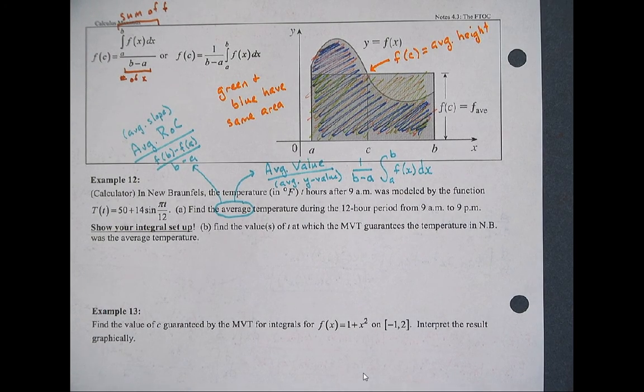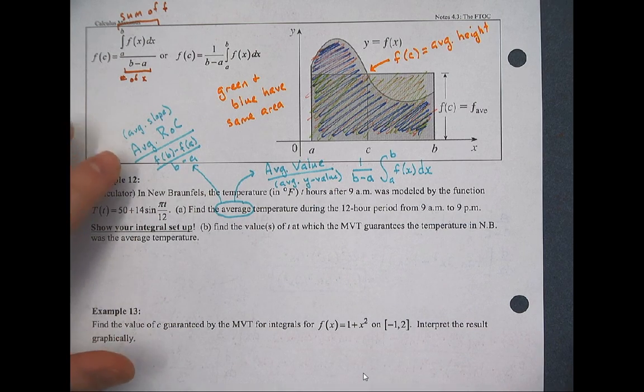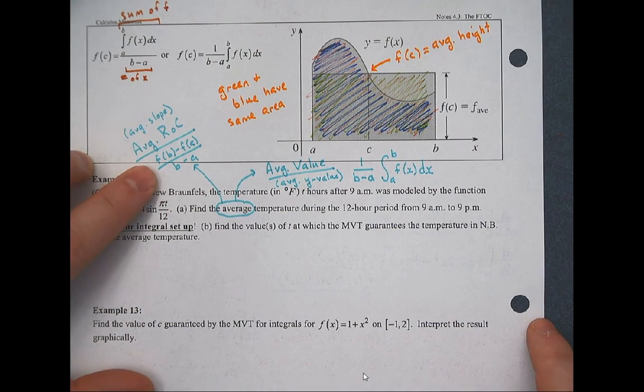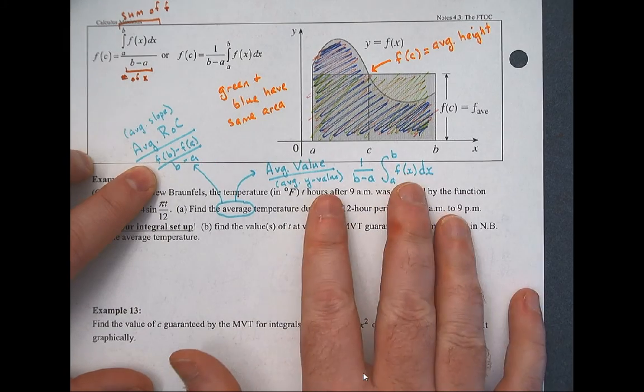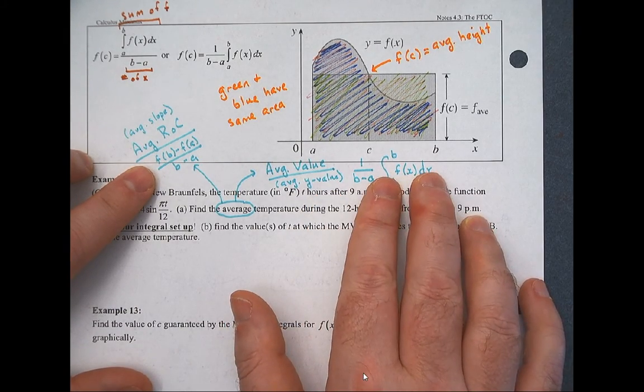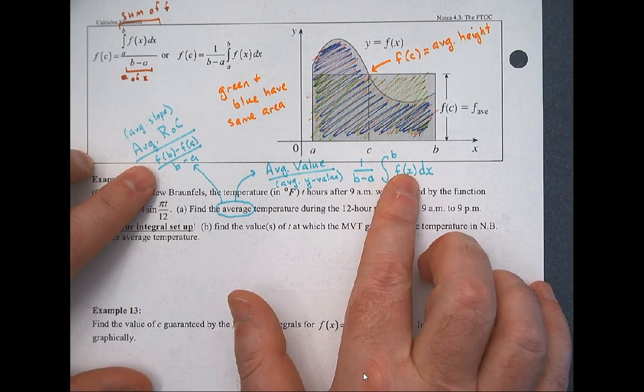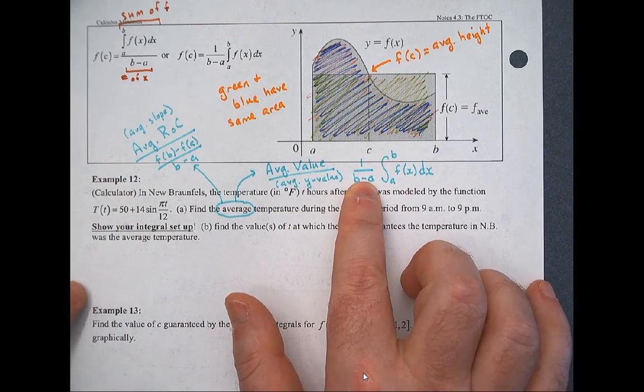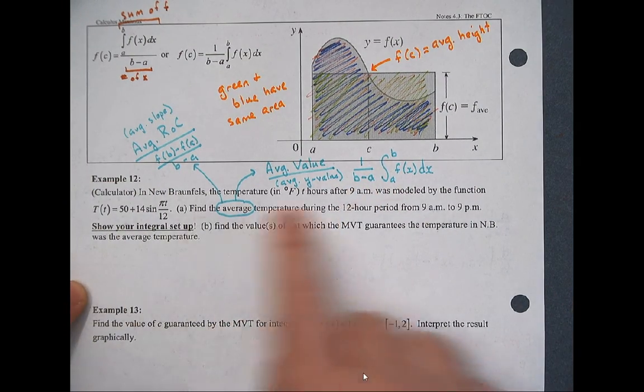If I say average velocity, average acceleration... I couldn't say average position, but average rates of change are just strictly the slope formula. Average values is where we add up all the values. These are the y values, and then we divide them by how many there were.